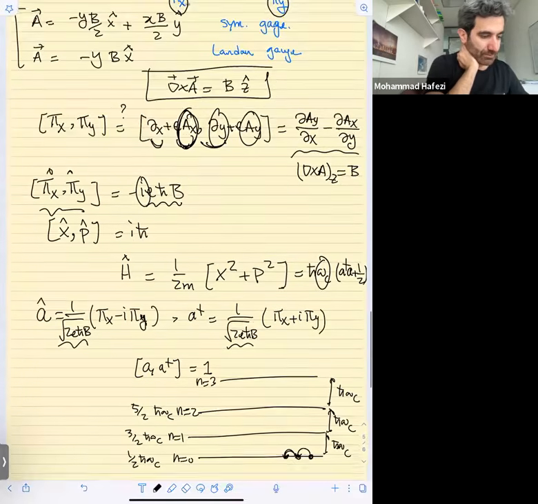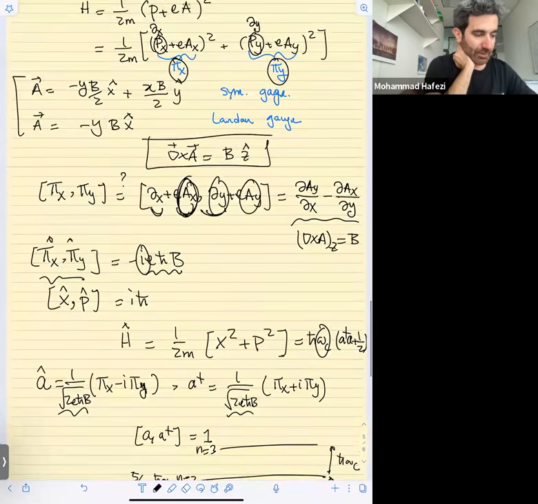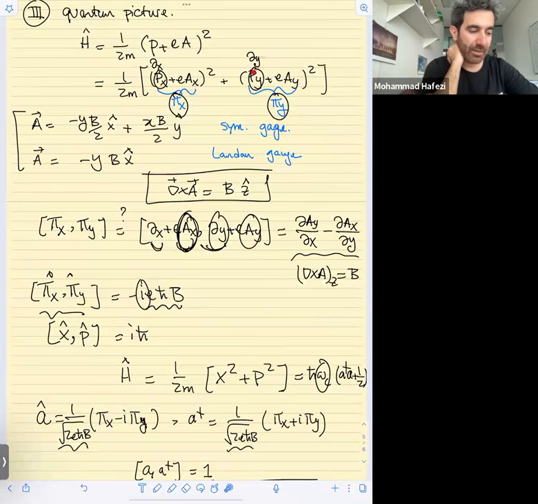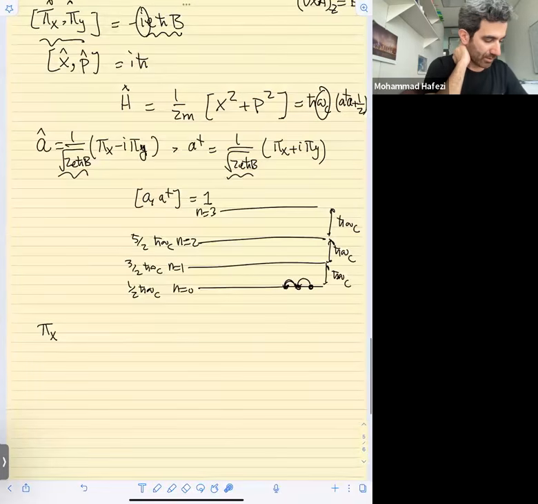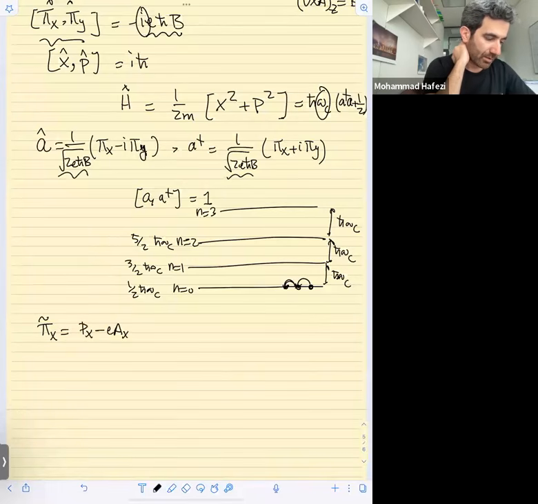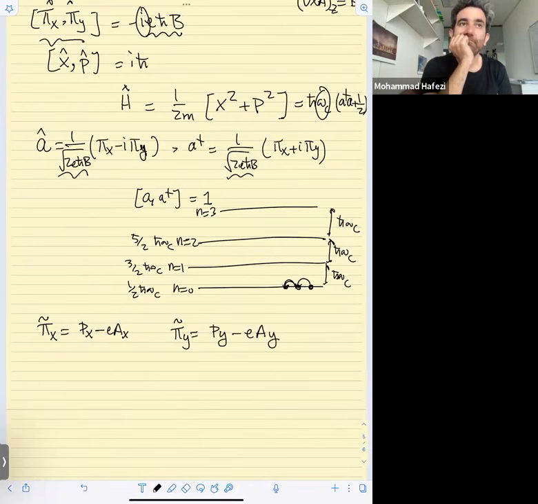So instead of pi x and pi y that we defined as px plus e Ax and py plus e Ay, I choose pi x tilde to be px minus e Ay... and pi y tilde to be py minus e Ax, with the appropriate signs. And I stick to the symmetric gauge.